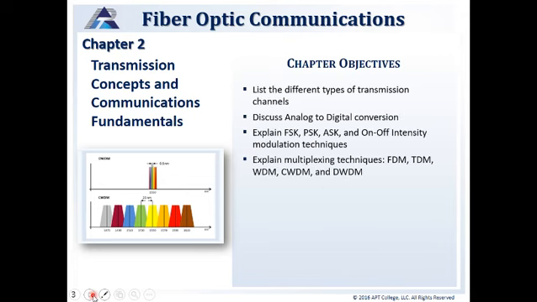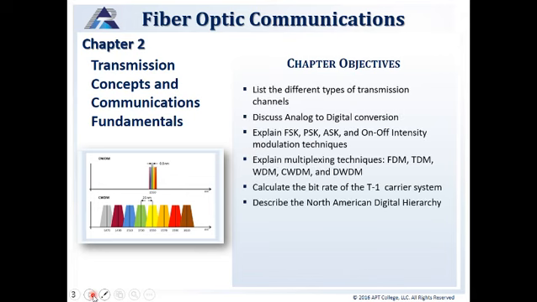Chapter objectives are: we will list the different types of transmission channels, discuss analog to digital conversion, explain frequency, phase, and amplitude shift keying, as well as on-off intensity modulation. Explain multiplexing techniques. Those techniques are frequency, time, and wavelength division multiplexing, including coarse wavelength division multiplexing and dense wavelength division multiplexing. And calculate the bit rate of a T1 carrier system. Describe North American digital hierarchy. Describe the SONET system and its relationship with the T carrier system.